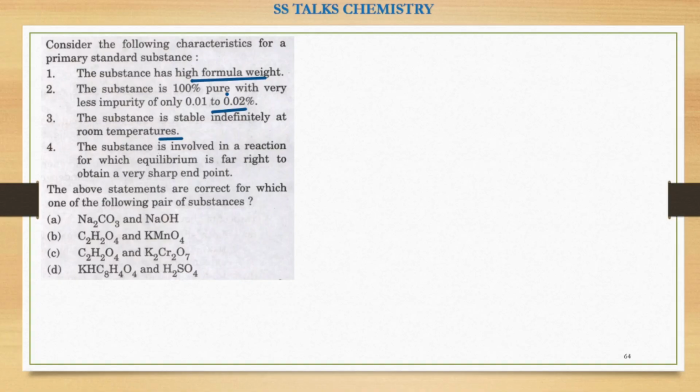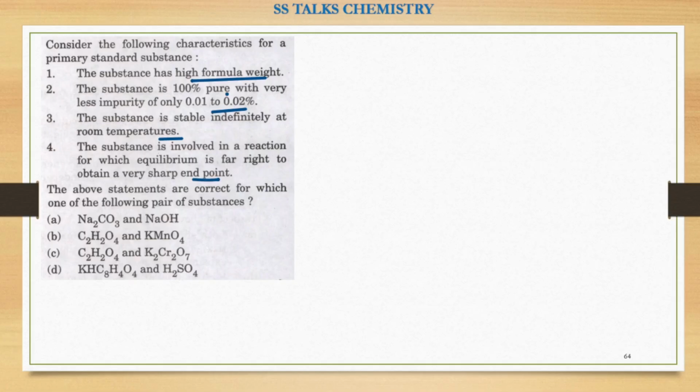So this statement is we already know that with the change in the temperature or with the due course of time, the concentration of the primary standards does not change. Right? The substance is involved in a reaction for which the equilibrium is far right to obtain a very sharp endpoint. This is also a characteristic of primary standards.